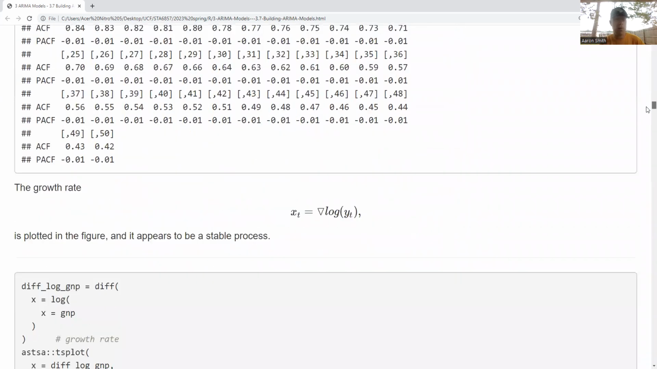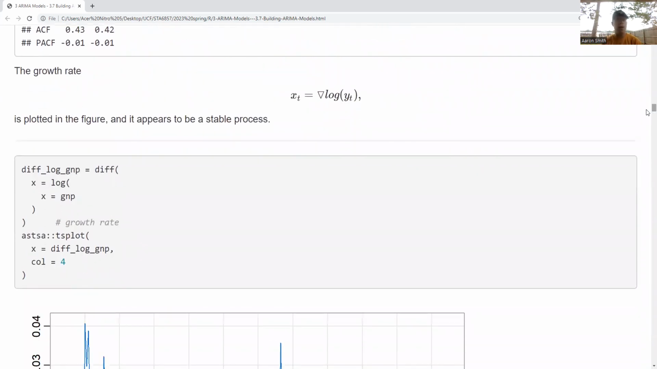All right, so let's go ahead and consider the growth rate. We're going to take the difference of the time series after I take the logarithm. So I'm going to take the logarithm of my time series, then apply differencing, and then check to see what's going on. Notice I take the log, then I take the difference of the log, and I drop that into my time series plot.